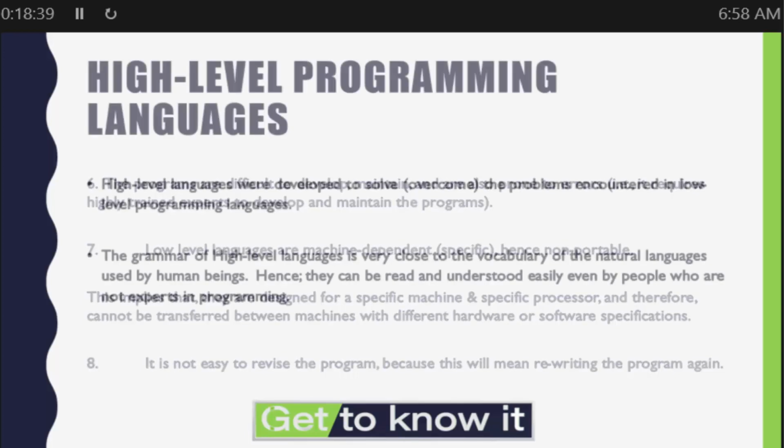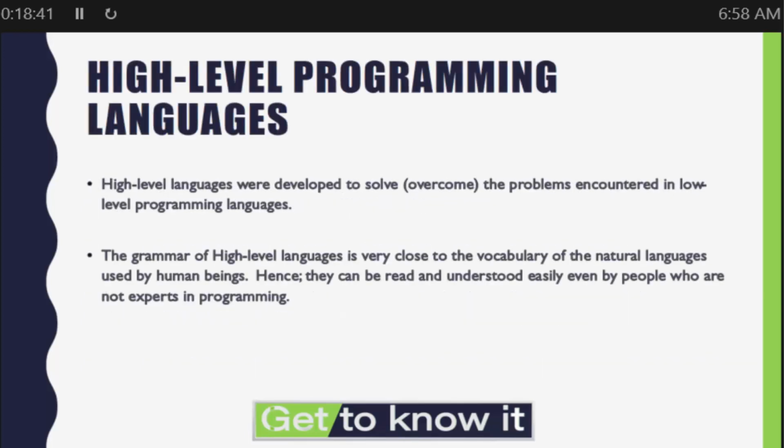Now, those are low-level languages. Let's now discuss high-level programming languages. They were developed to solve or overcome the problems encountered in low-level programming languages. Having used low-level programming languages for a while, programmers encountered some problems, and for that reason they came up with high-level programming languages to overcome these shortcomings.